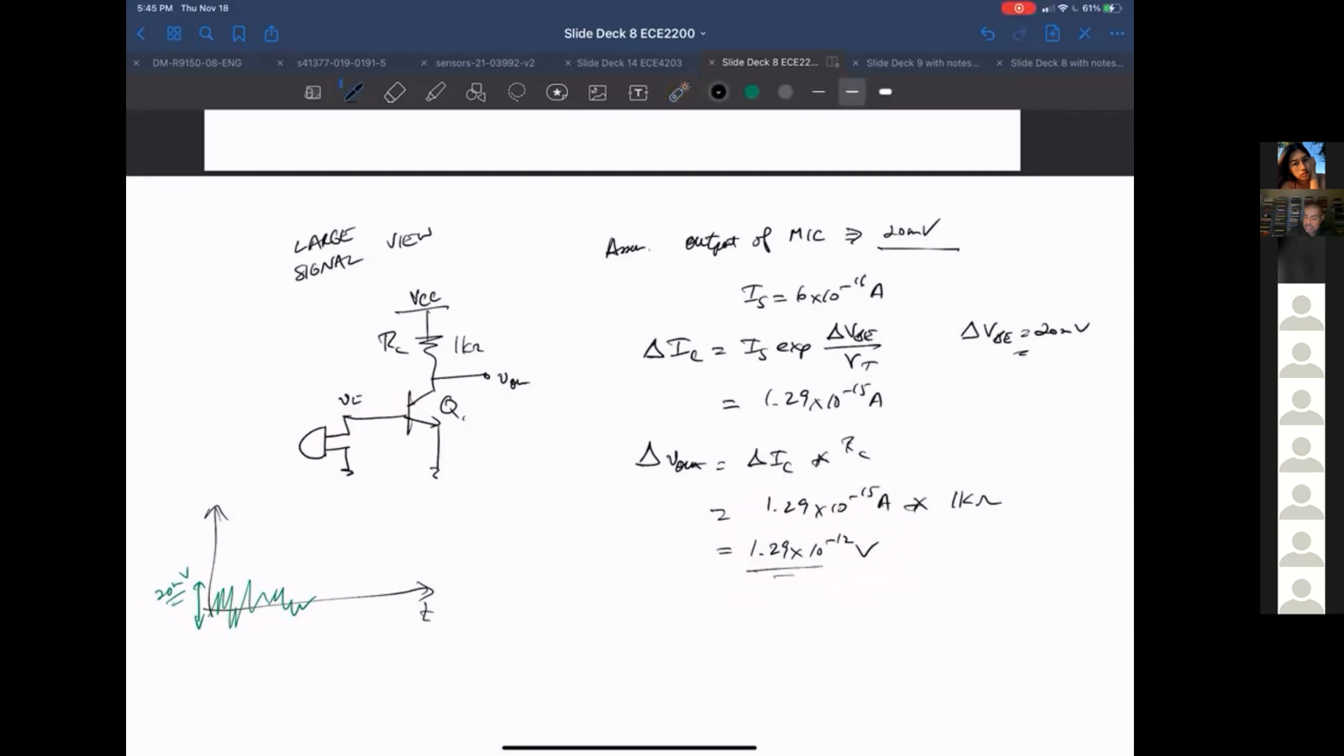And if you think of it as the gain, so-called, delta V out over delta V in is 1.29 times 10 to the minus 12 volts over 20 millivolts, and that is equal to 6.45 times 10 to the minus 11. So that's like a huge attenuation. It's not gain. You've basically completely snuffed out your input, by not biasing, by connecting it directly to the input of your amp.